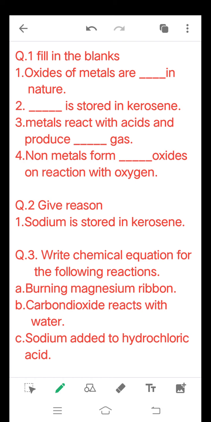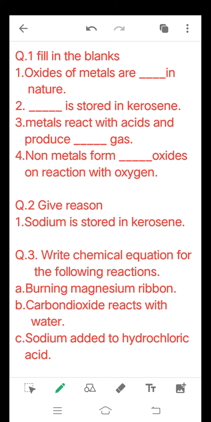The first is for burning magnesium ribbon, where magnesium, that is Mg, when it burns, reacts with oxygen. So Mg plus O2 will give magnesium oxide, which is MgO. Second is carbon dioxide reacting with water. Carbon dioxide, molecular formula CO2, plus water, which is H2O, will give carbonic acid, which is H2CO3.